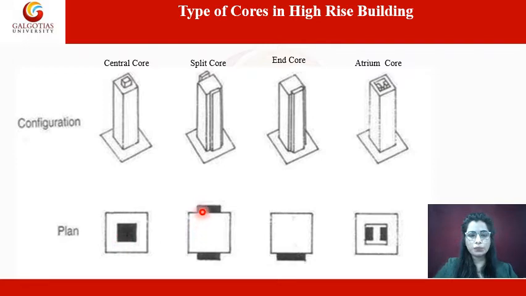This is the central part, and here the central core. Second is the split core. This core is split into 2 parts. So these parts are the core, and the end core which is placed at the end. Here you can see, and the next is the atrium core. So this is the atrium and these are the core. So these are the different types of core system which are used for the high-rise building.